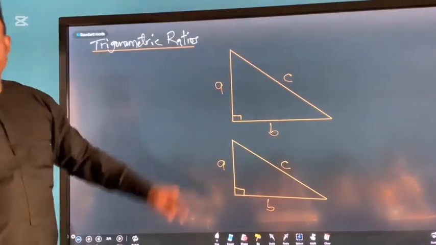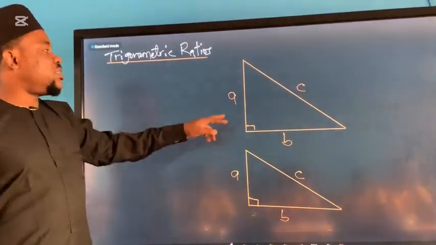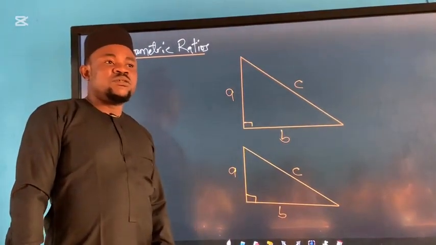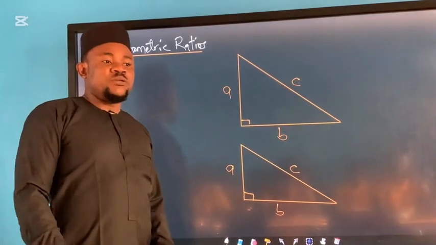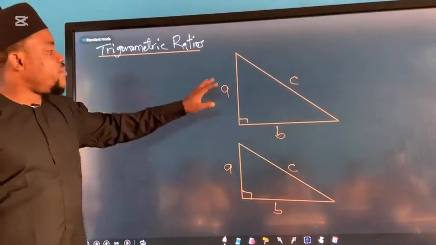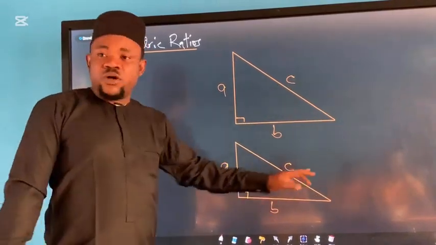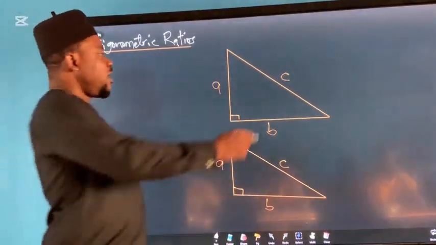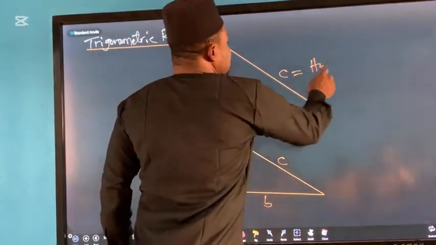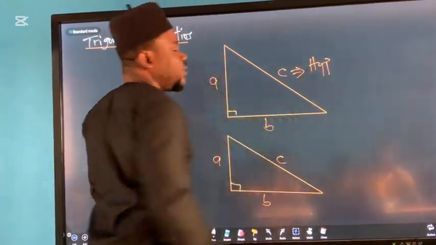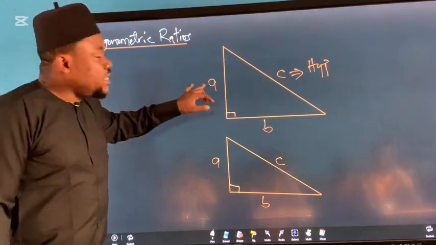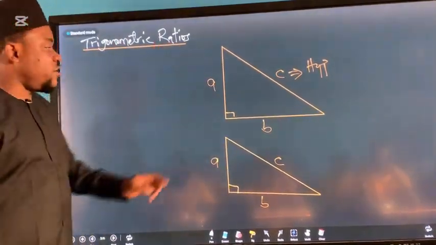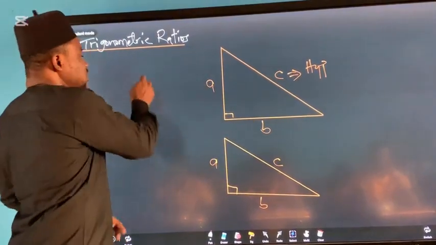For this triangle, I've told you before now that we cannot tell the side that is opposite. Be careful so you don't disrupt what we are doing. So we have A, B, and C. What is the name of the side C? Hypotenuse. Side C is the hypotenuse. As long as no angle is given, both sides A and B are adjacent.